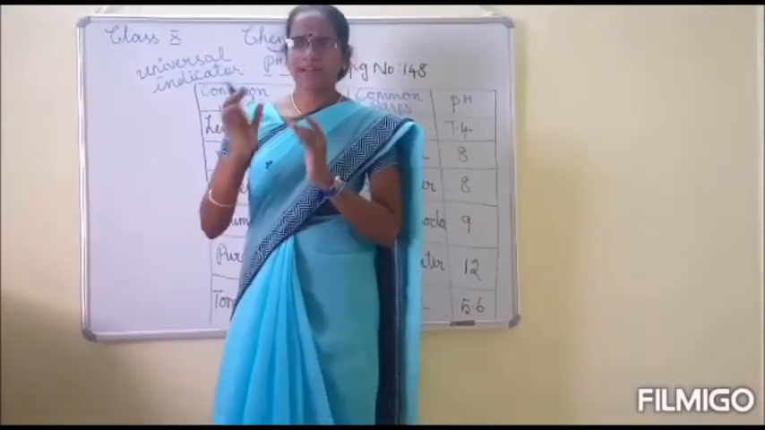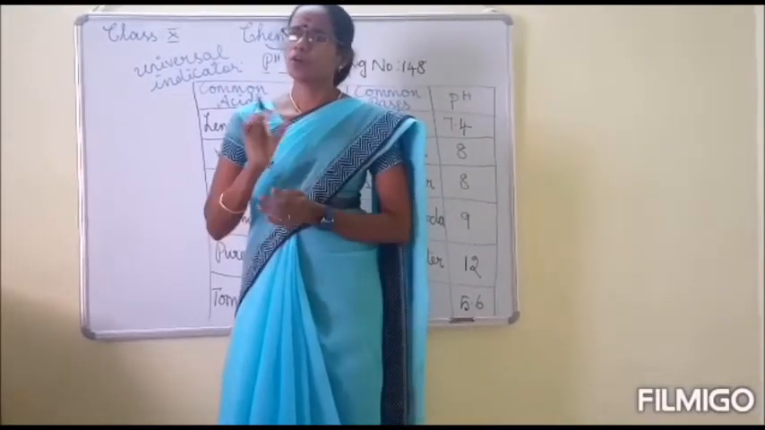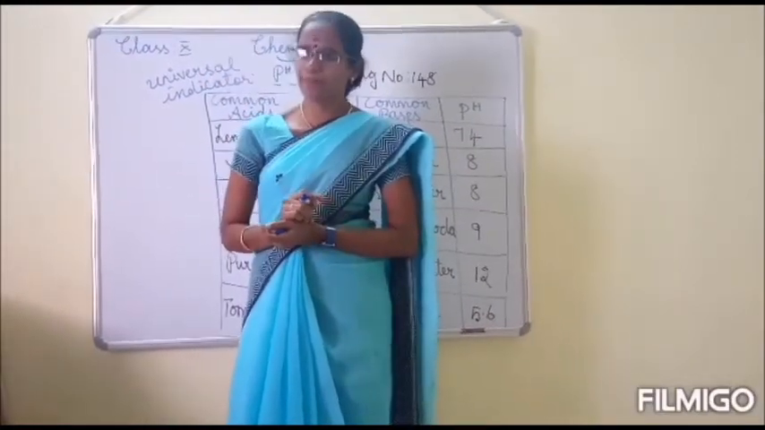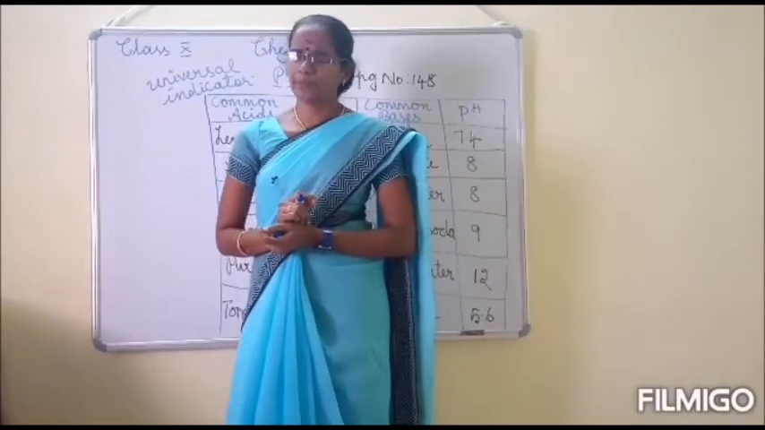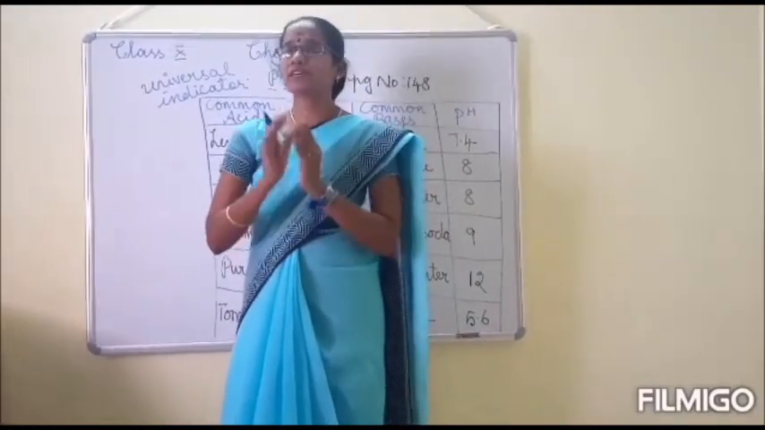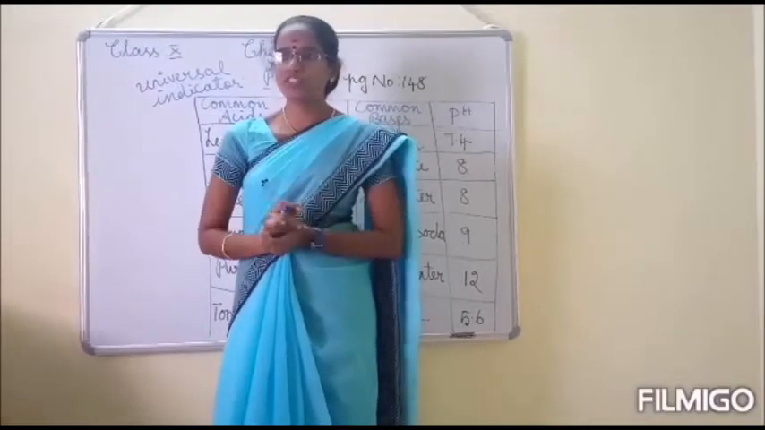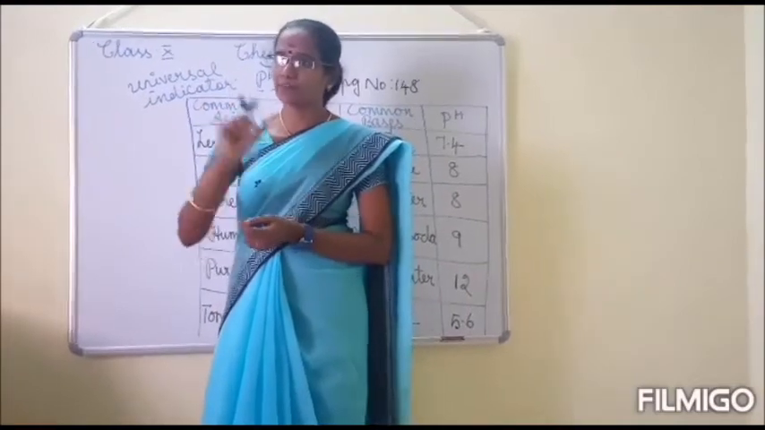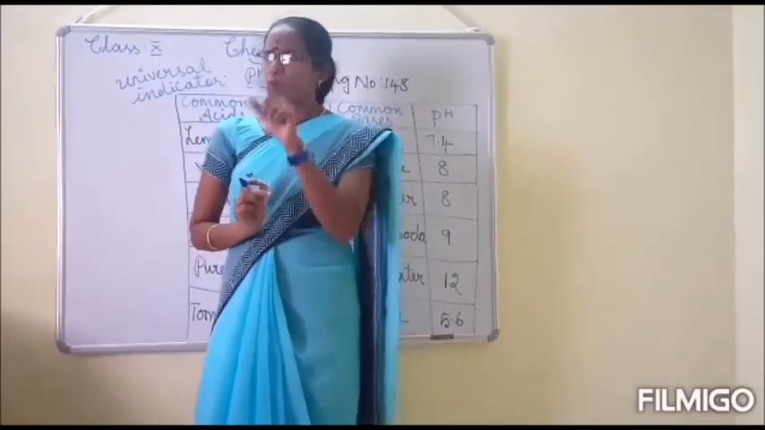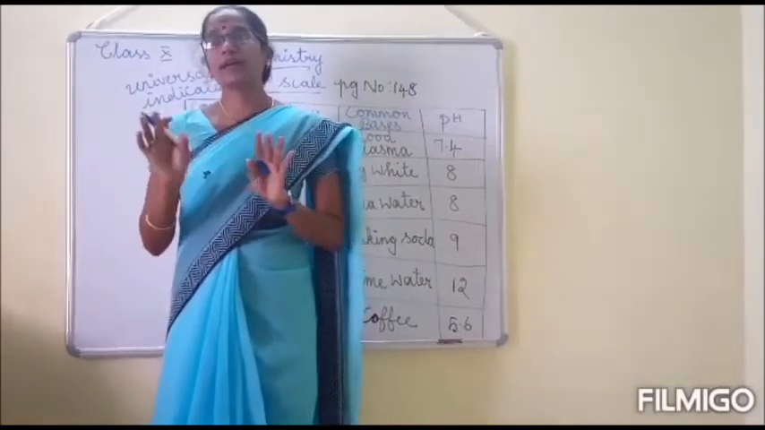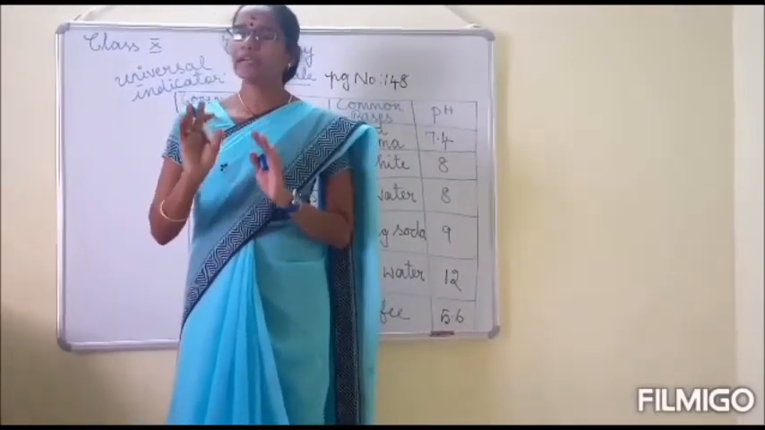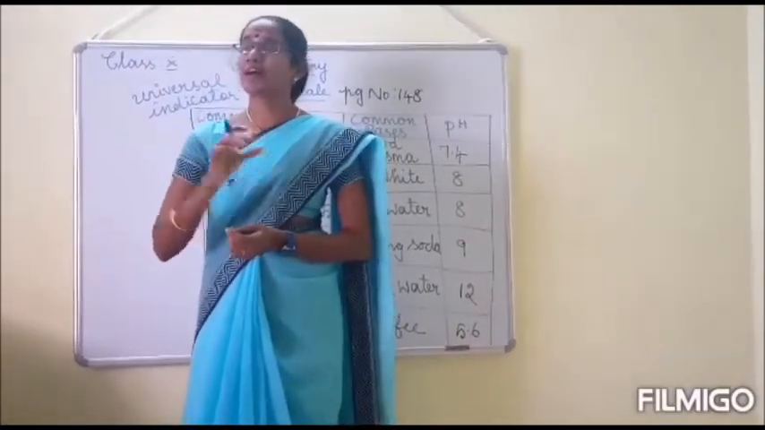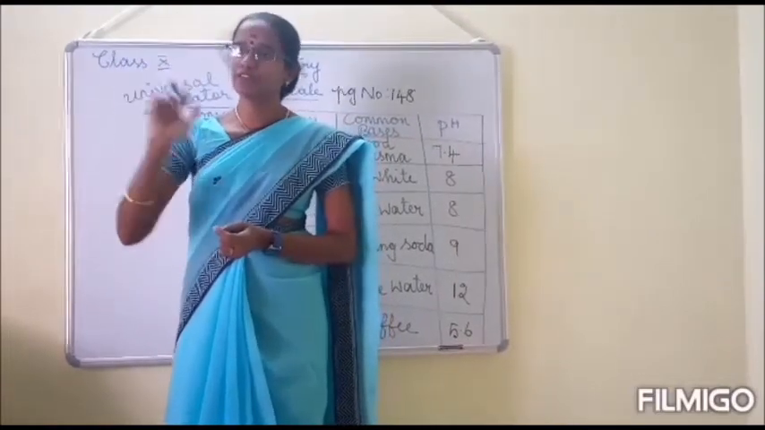Now we have to test a given solution. What we have to do? A drop of the test solution is put on the pH paper. The color of the solution on the pH paper is compared with the color chart provided with the pH paper, and the pH value is read from that color chart. But the value you get is not an accurate value. It is only an approximate value. In this manner, we check the pH range of a given solution.